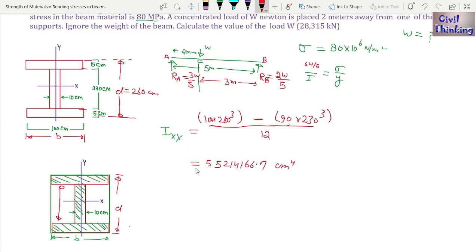Now I get this. If I convert this into meter, it is going to be 10 power minus 2 power 4 meter 4. Now 4 multiplied by 2 is 8, so it is going to be 10 power minus 8 meter 4. Now this is the moment of inertia. Here we found the moment of inertia. Let me make it big.